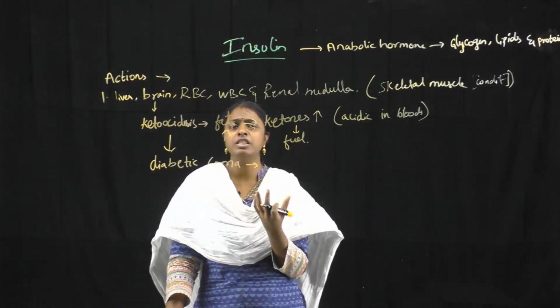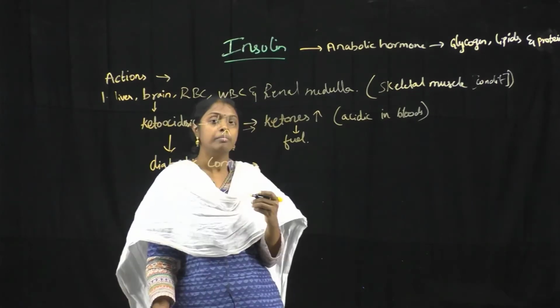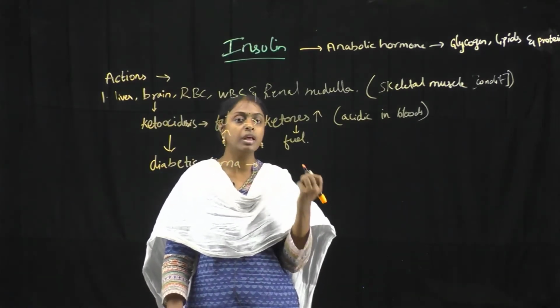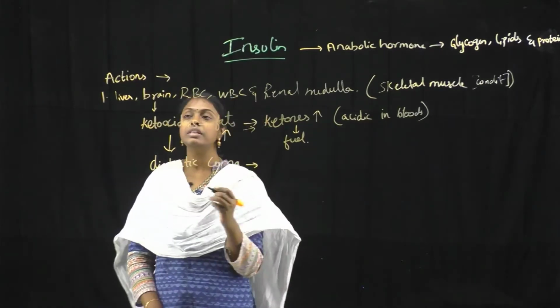So it is reversible when it is treated immediately, but when it is not treated in time, this may lead to death also. That is diabetic coma. So let's see the second point.